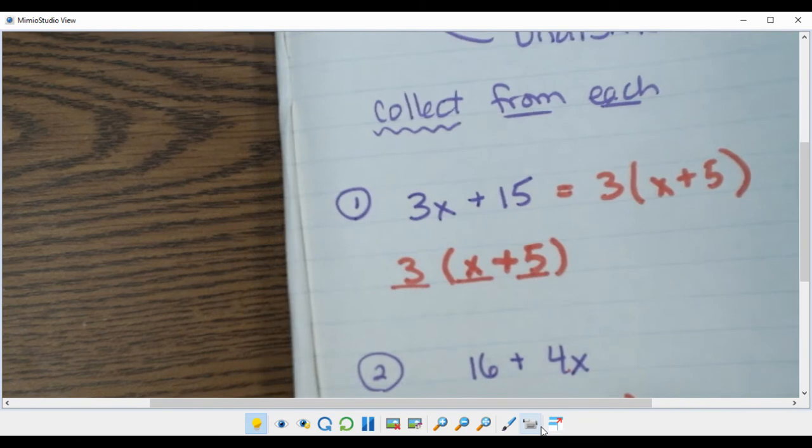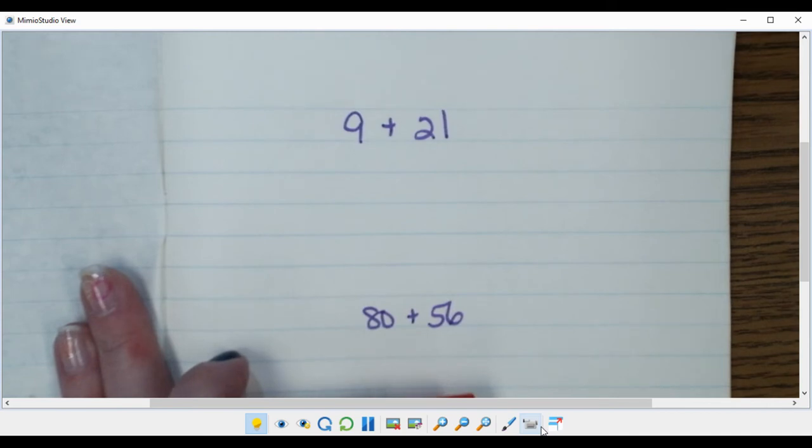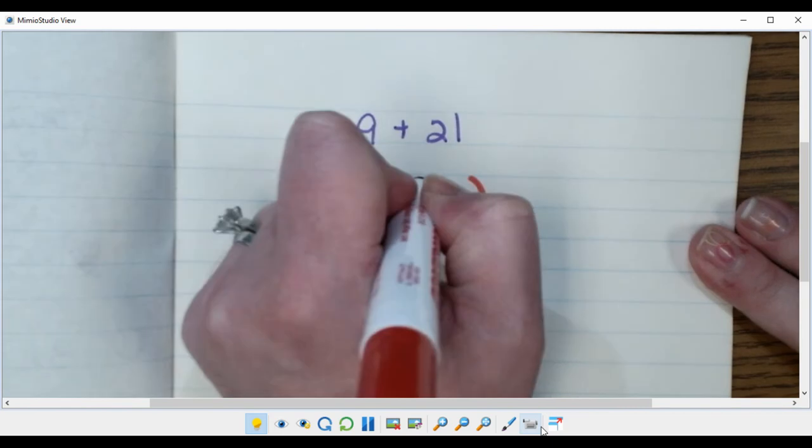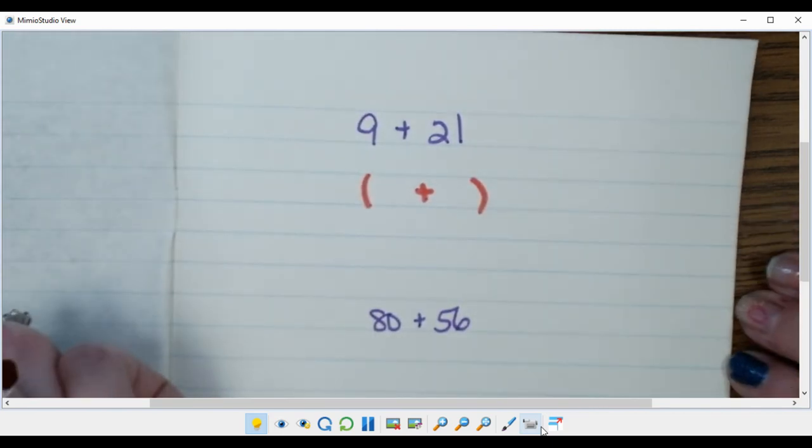Now let's see what it looks like with numbers. The temptation is strong to add these, I get it, but the directions are going to say factor this expression. So you know that factoring sets up like that. What's a number that divides into both 9 and 21? 3.